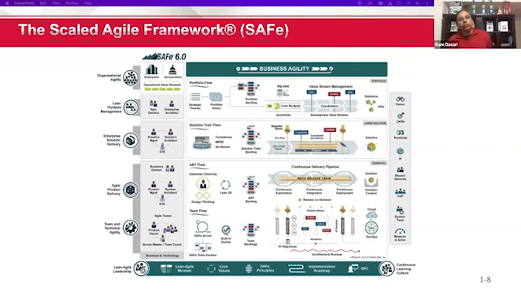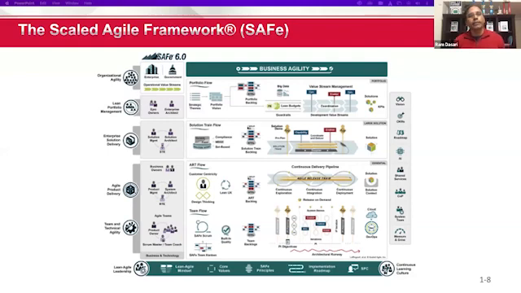The next swim lane is solution delivery, which means that a team of teams is an ART, right? A group of ARTs or agile release trains is called a solution. That solution, especially in organizations, will cover a line of business. A solution typically has 1,000 people. Agile release trains normally have 50 to 125 people, around 5 to 12 teams.